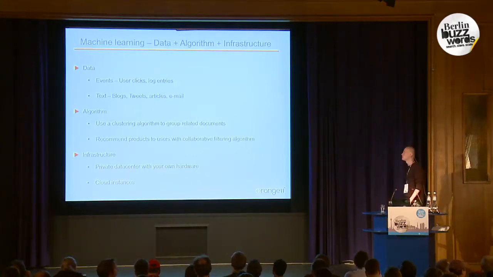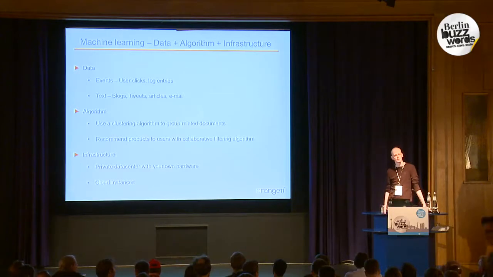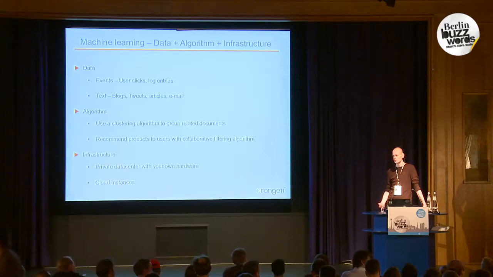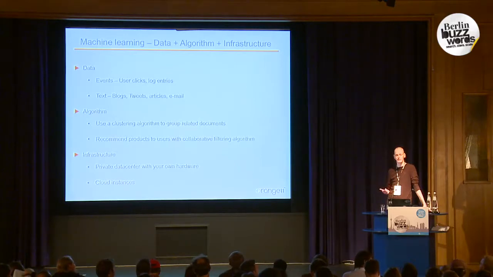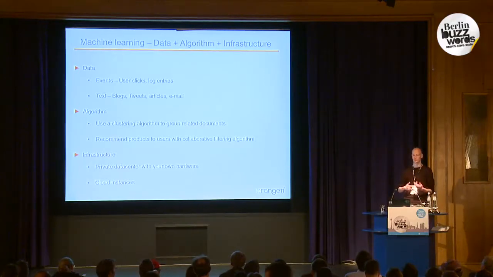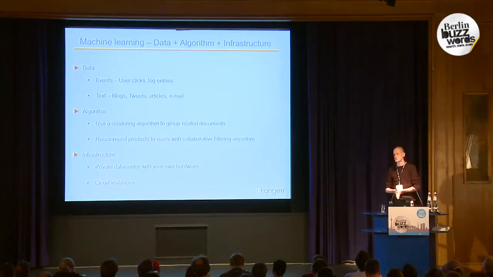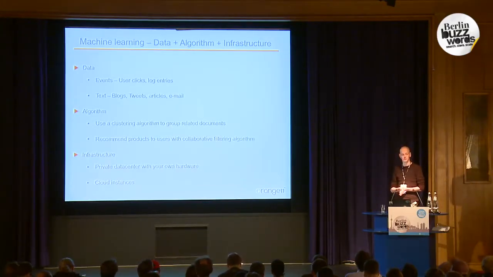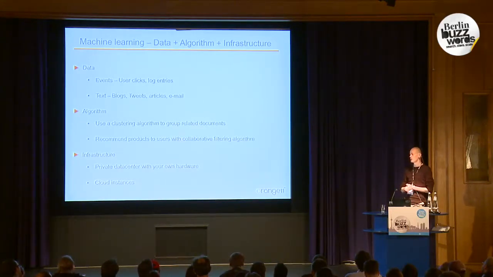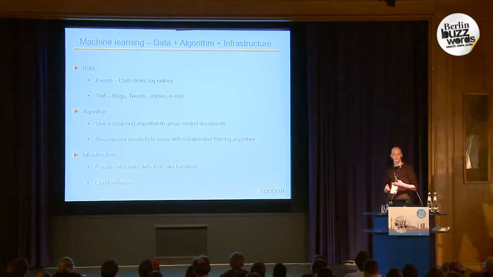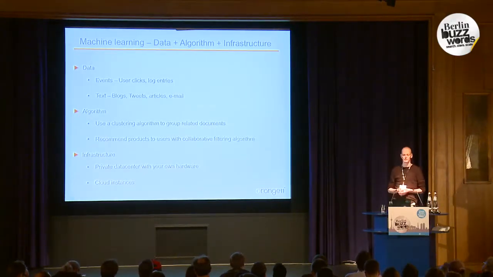OK, so if you want to do some kind of machine learning task, like doing recommendations or automatically clustering text or anything, in general you need three things. You need data, you need an algorithm to do it, and you need some infrastructure or some machines to run your algorithm on, of course. So your data could be user clicks, log files, text, could be anything. And of course, an algorithm like a clustering algorithm or collaborative filtering algorithm. And then, of course, you would have to use some machines to run these algorithms on.